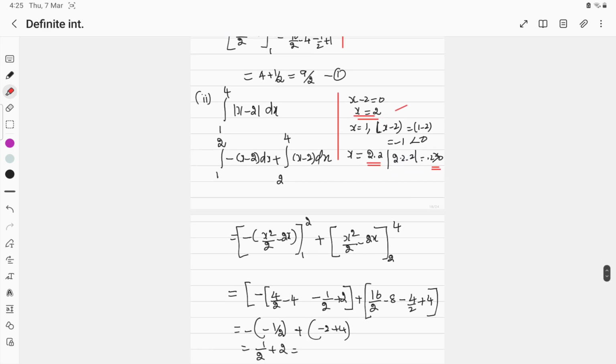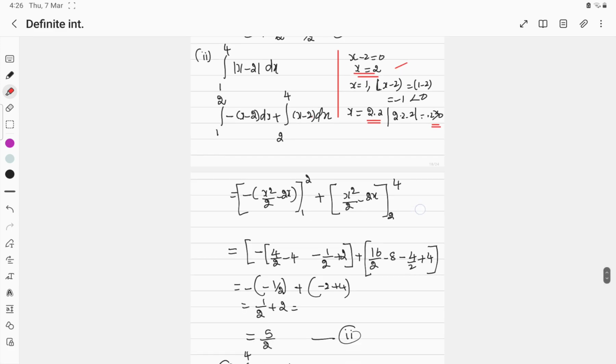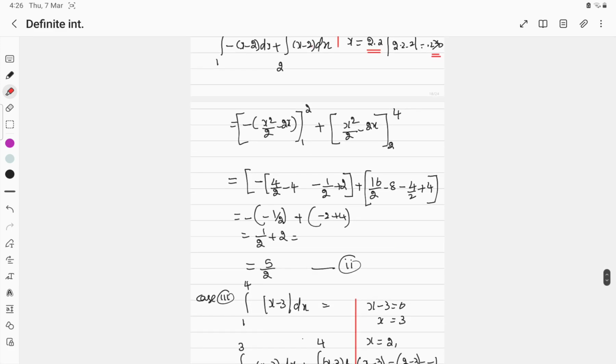Therefore, we get minus of x minus 2 dx, that is minus x square by 2 minus 2x, with upper limit 2 and lower limit 1. Like that, plus x square by 2 minus 2x, here upper limit 4 and lower limit 2. So substituting values of 2 and 1, we get half in this part. Here substituting 4 and 2, we get 2. Half plus 2, 5 by 2, second part answer.